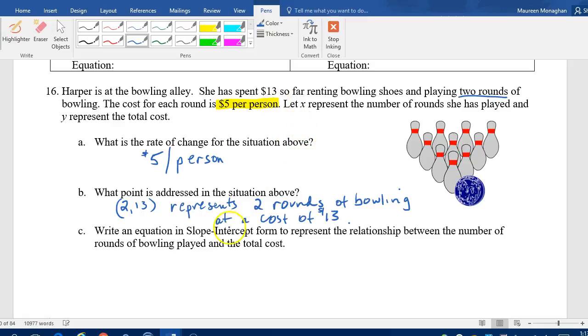All right, write an equation in slope-intercept form to represent the relationship between the number of rounds bowled and total cost. Okay, so obviously the slope is 5, and we're going to use the point (2, 13). So just do what we've been doing. So I want you to finish 16 C and D on your own. All right, this concludes our lesson on graph and write equations from slope and a point.